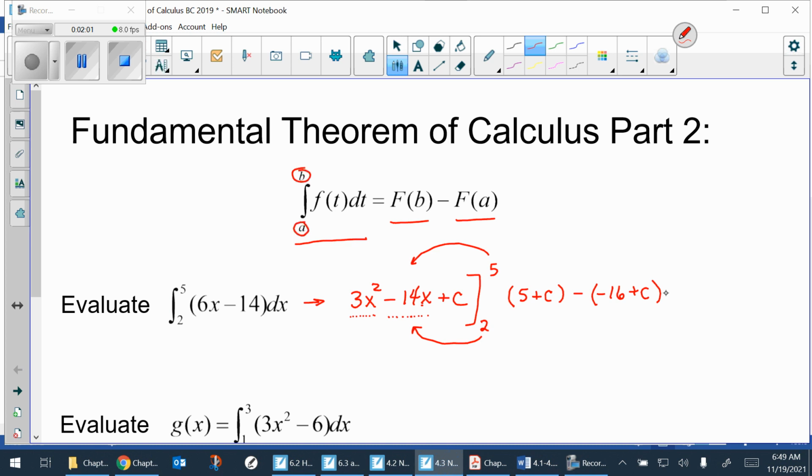Well, I think we can see pretty quickly with a definite integral, you don't have to spend any time on your plus c. 100% of the time, you're going to end up with the c minus c, and it's gone. So the value of this integral is going to be 21.